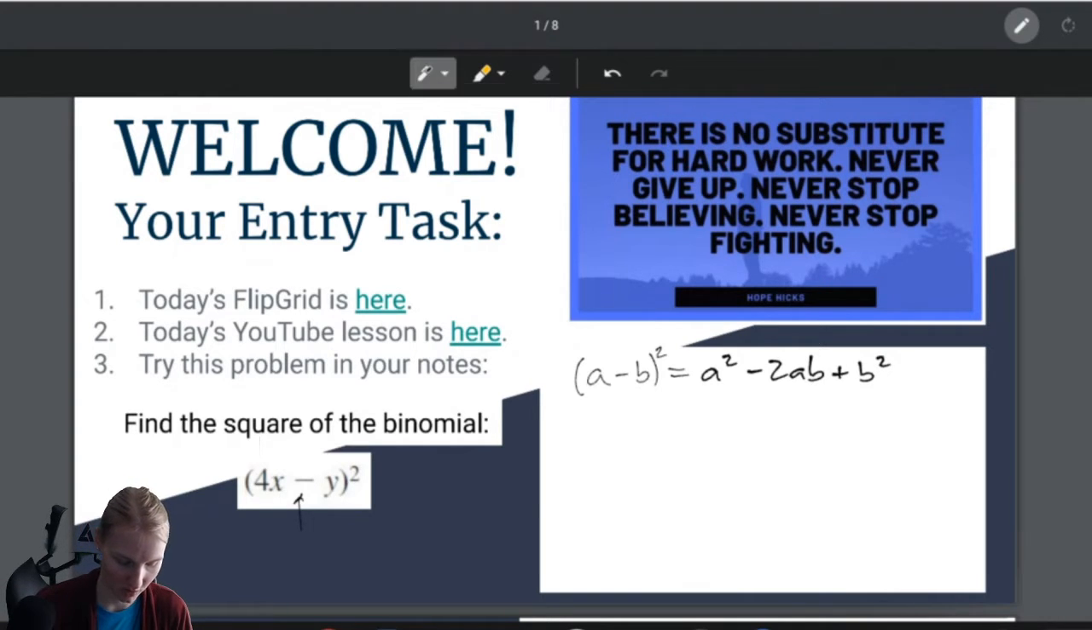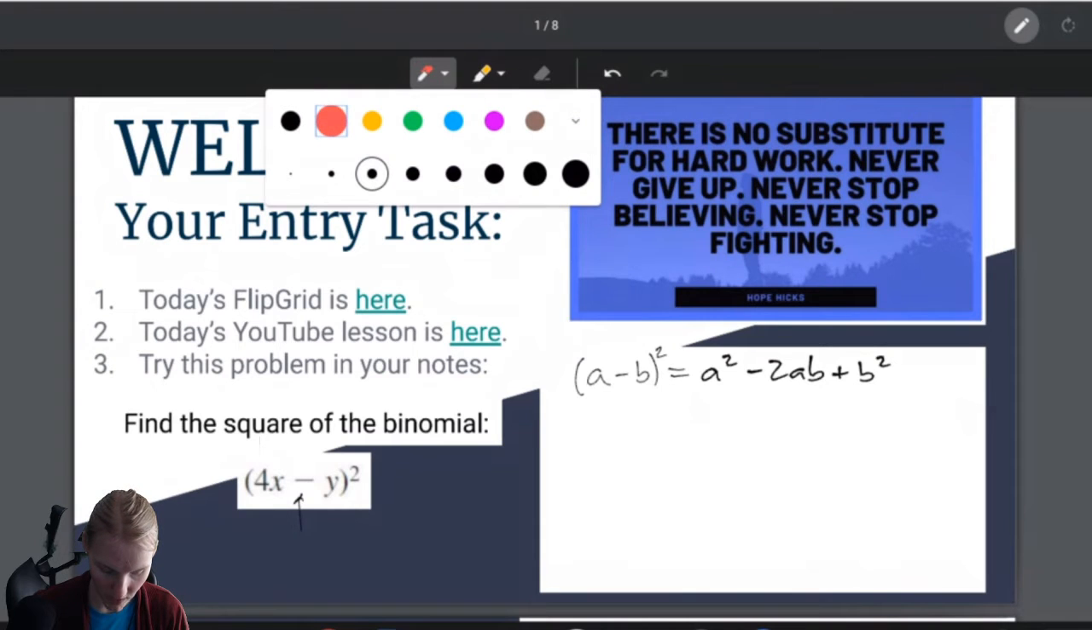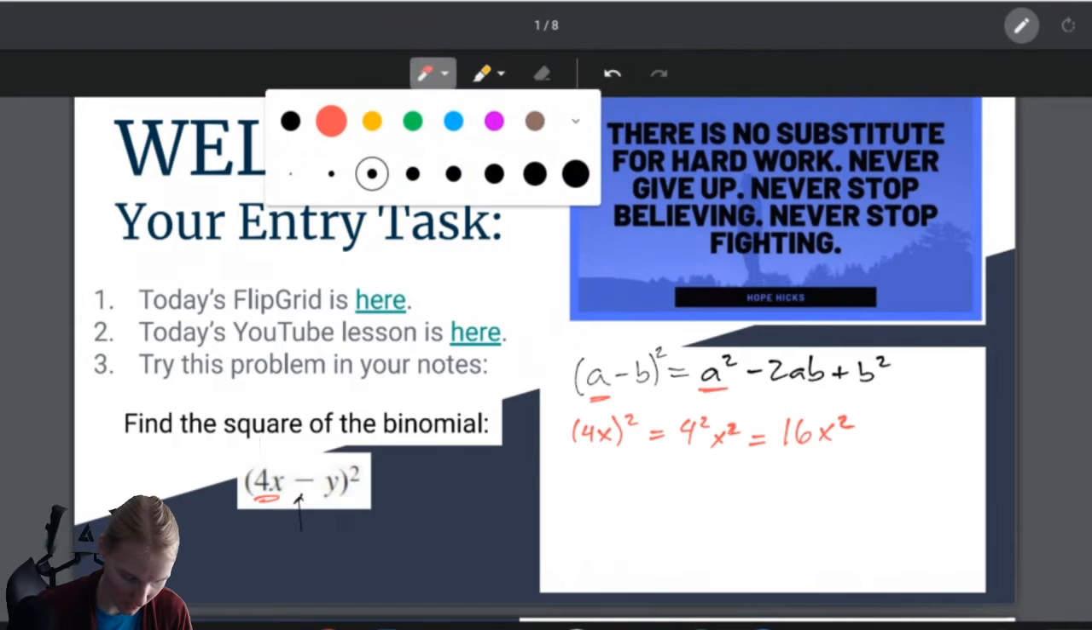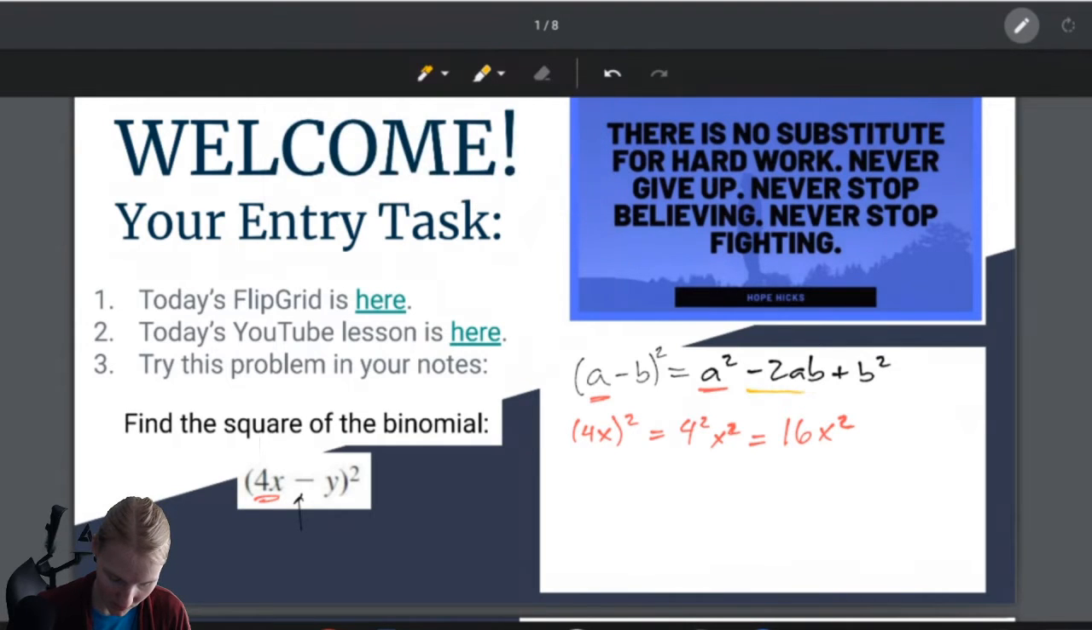So, color coding, as usual, the first thing we do is we're just going to square the first term here. So we're going to take 4x and square it. That gives us 4 squared and x squared, which is 16x squared. Alright, next we have minus 2ab. Remember that minus is going to come all on its own, so actually a better thing for me to underline would just be that 2ab.